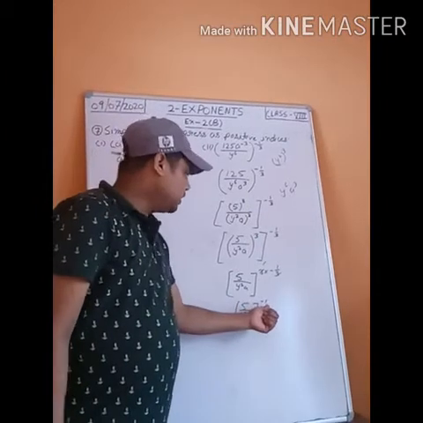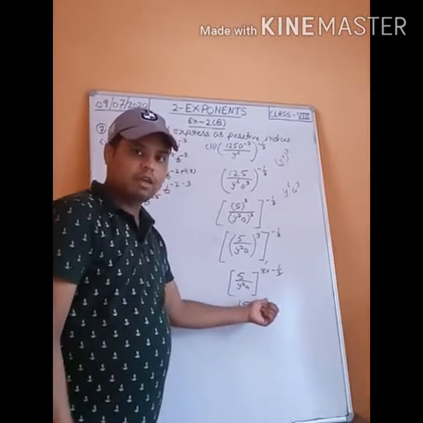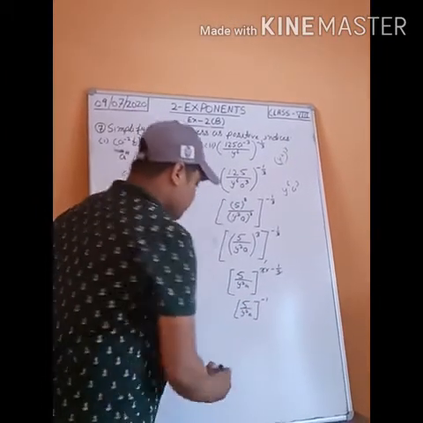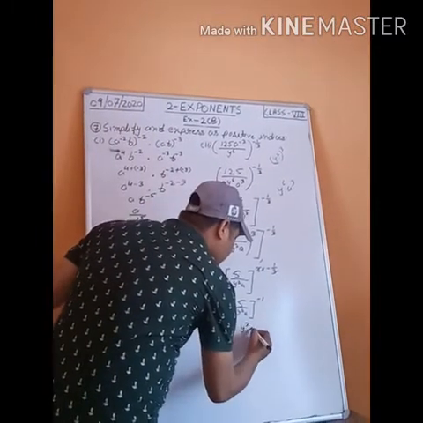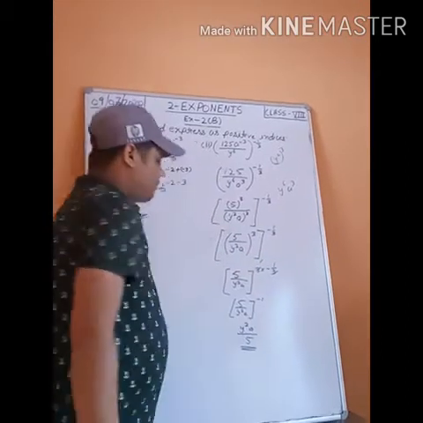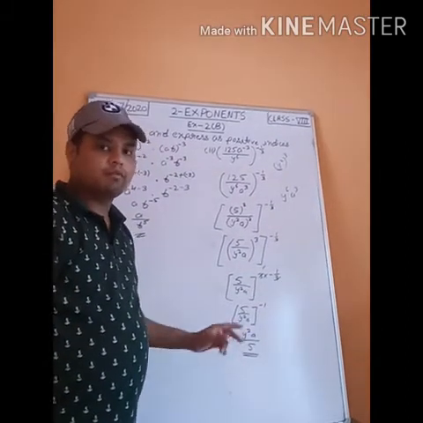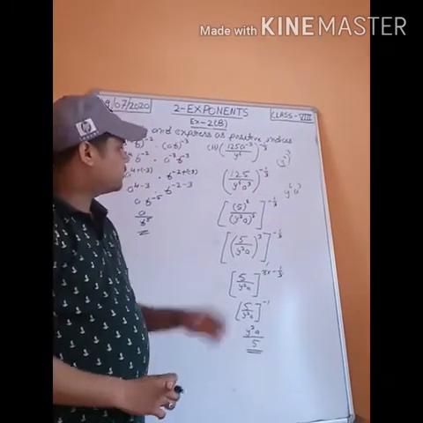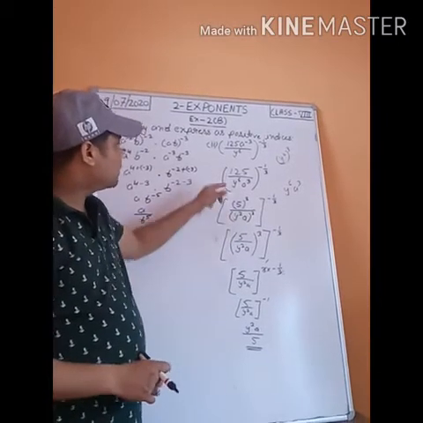Now you can see its power is negative, so we will take the reciprocal. So y square a upon 5. Then no need to write power 1. So y square a upon 5 is the answer. See, first we will write 5.